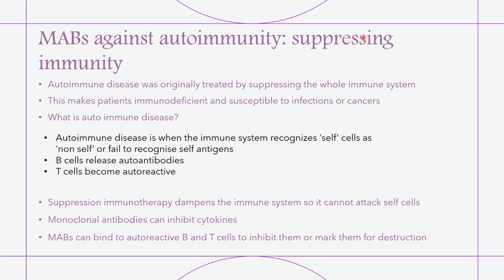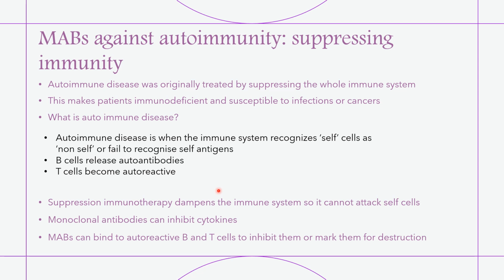But we know that monoclonal antibodies can also suppress immunity. So we've got the two different types. And an example of suppressing immunity and why that might be good, because normally we would think we don't want to do that because we want the immune system to do well. Well, an example of when we'd want to do that is in autoimmune diseases. So remember, we learned about autoimmune diseases a little bit in our first video.